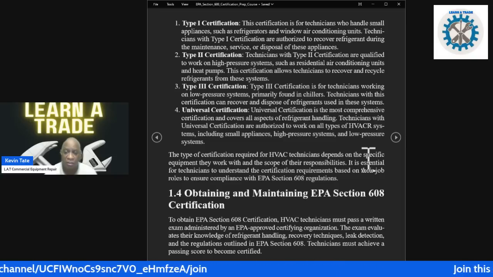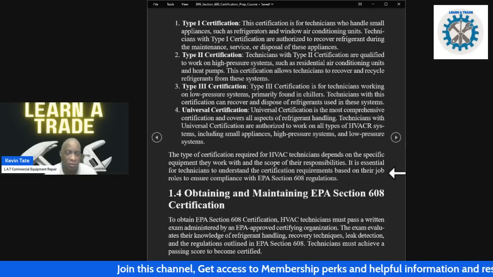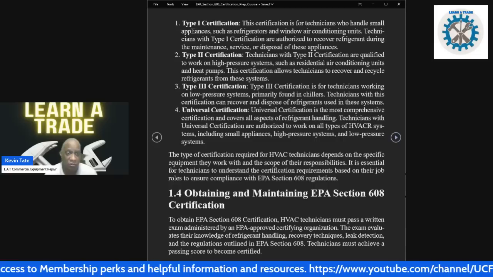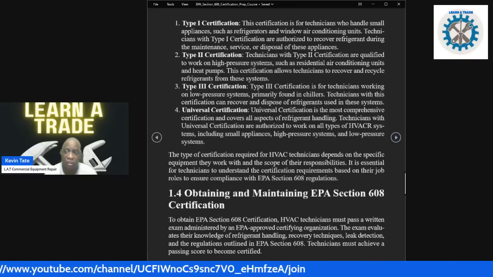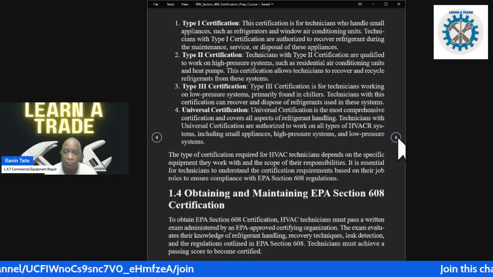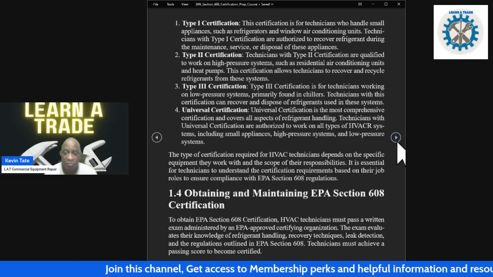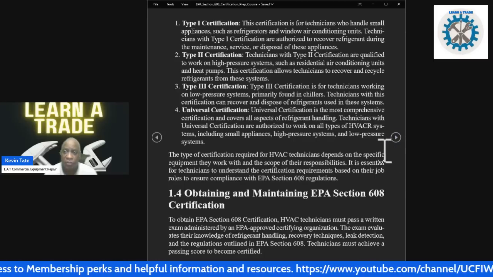So it has to do with how you do on the exam according to what level you get, whether it's type 1, type 2, type 3, or universal. In most cases, most technicians or service providers are looking to get their universal certification. And that, again, all depends on what you plan on working on. And then obtaining and maintaining your EPA certification is also another section.